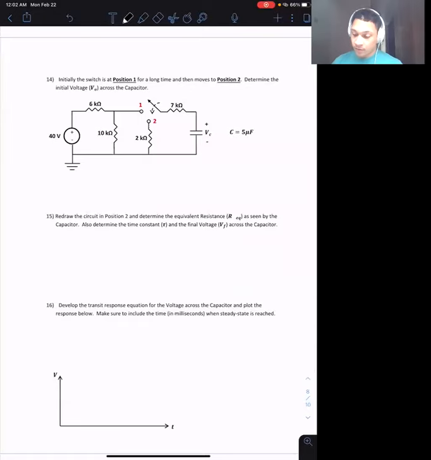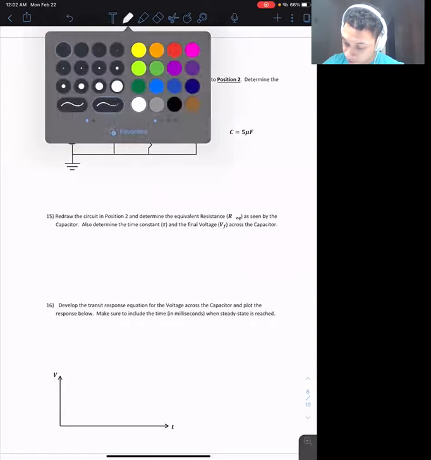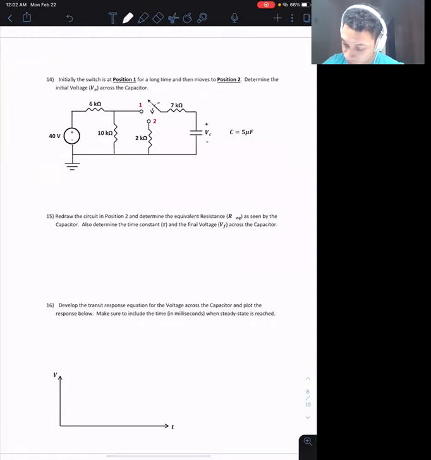So now we're going to be doing problems 14, 15, and 16, which all build on each other. The first step is that the switch has been in position 1 for a long time and then moves to position 2. So at first we're going to determine V naught, which is the voltage that the capacitor is at before the switch moves. So we'll redraw the circuit right before the switch moves.